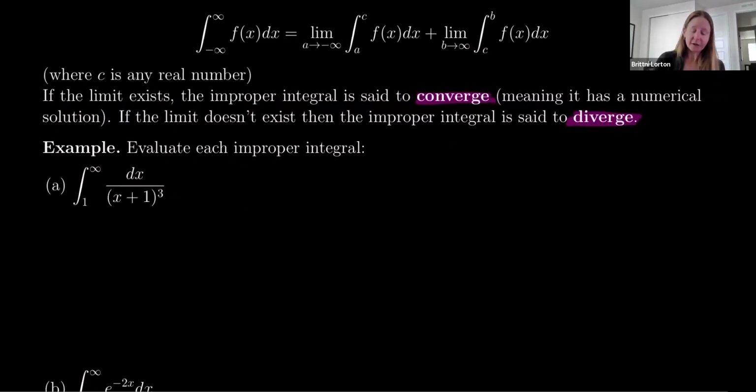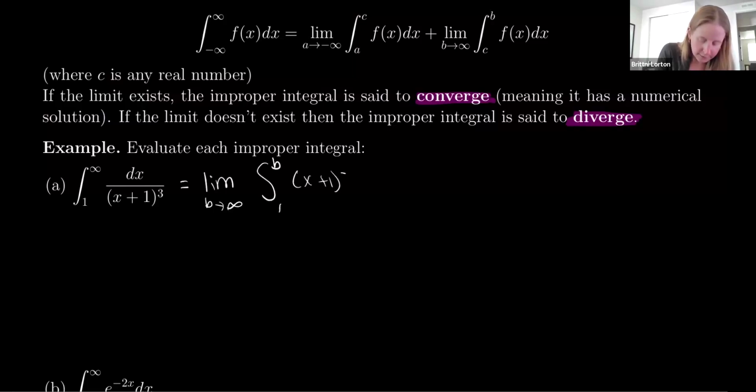Okay, we've got all of our definitions. Let's practice a little bit. The integral from 1 to infinity of dx over (x plus 1) cubed. I'm going to go ahead and notice, first of all, it's an improper integral because I have an infinite bound. And so then I have to, step 1, turn that into a limit. It's the limit as b goes to infinity of the integral from 1 to b of (x plus 1) to the negative 3 dx. Then I can do the integral.